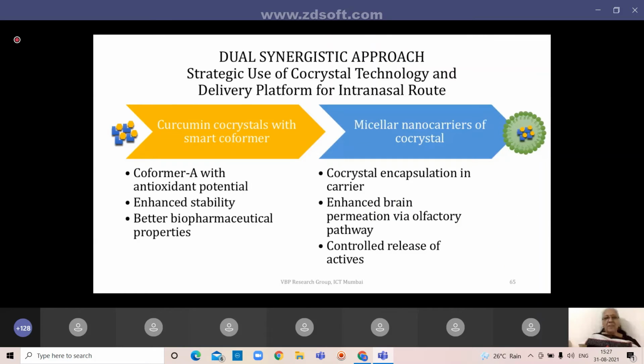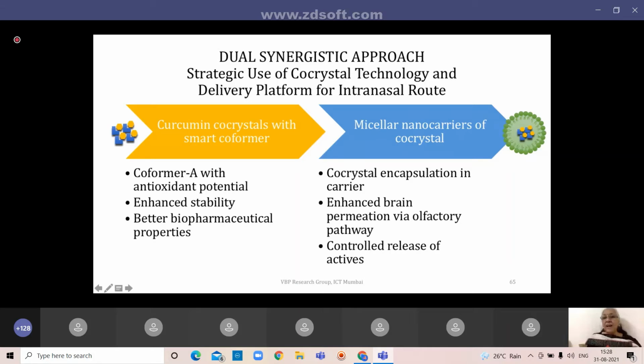Now keep in mind, we are using a dual synergistic approach. Why do I say dual? Because first I have made co-crystals and then I have put the co-crystals in my cell. If I directly want to put something in my cell, there is a limitation of how much I can load. But by increasing the solubility of curcumin by forming a co-crystal and then loading it in my cell, I'm getting all the benefits. Now coformer A, which we have selected, also has antioxidant potential, and for Alzheimer's, antioxidants are very important. So it gives good stability and better biopharmaceutical properties.